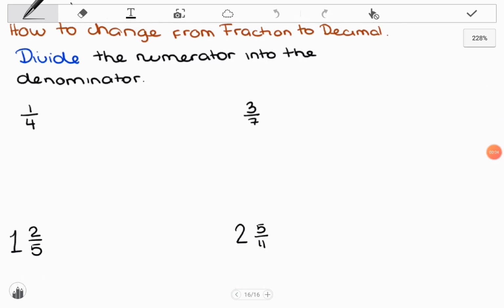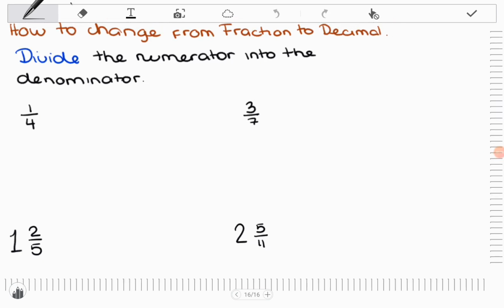Hi! In this video we're going to learn how to change from a fraction to a decimal. So we're going to try to change these 4 fractions into decimals to see which decimal is being represented by each one of the fractions. And the process is really easy. We only have to divide. That's it. You have to divide the numerator, the number on top, into the denominator, the number in the bottom.